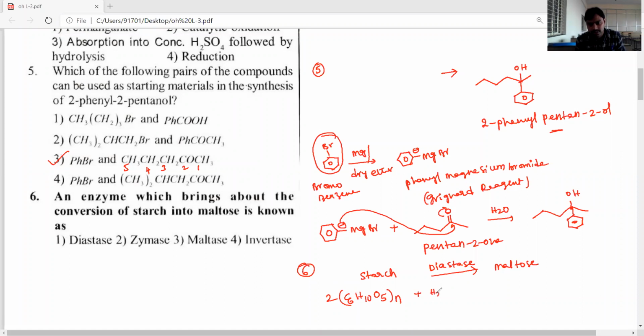So n moles of starch on hydrolysis in the presence of diastase enzyme produce n moles of C12H22O11. This is maltose. Okay, what is the enzyme we are using? The starch is converted into maltose, diastase enzyme we are using. Again, maltose is converted into glucose. We are using maltase enzyme. That glucose is converted into ethyl alcohol. We are using zymase enzyme. Okay, maltose converted into glucose, we are using maltase enzyme.